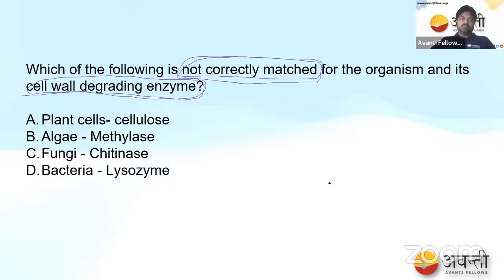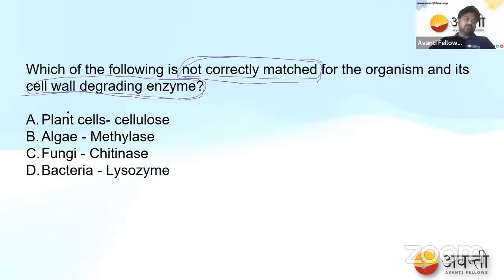Okay, I end this poll, and here most of the people gave answer as option B, and option B is the correct option. Then which of the following is not correctly matched? Correctly matched कौन सा है वो हमें देखना है. And in the second part they ask about the cell wall degrading enzyme.